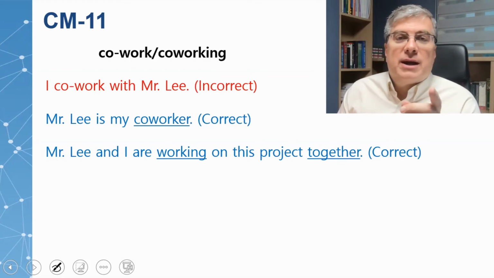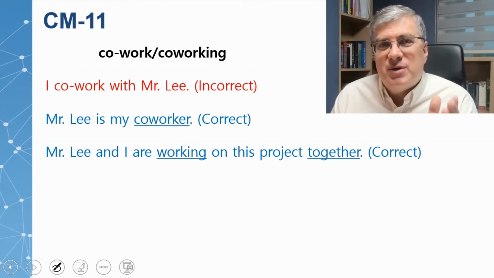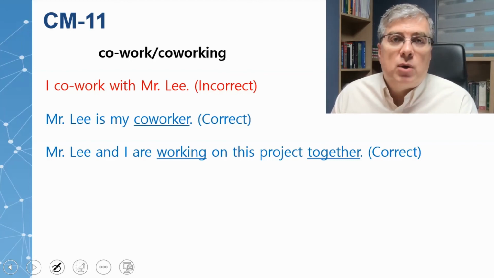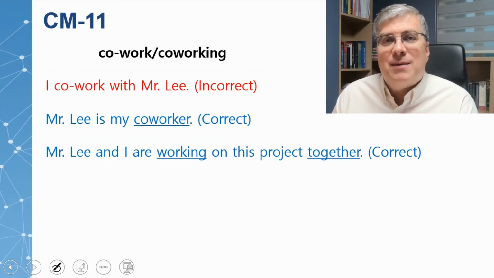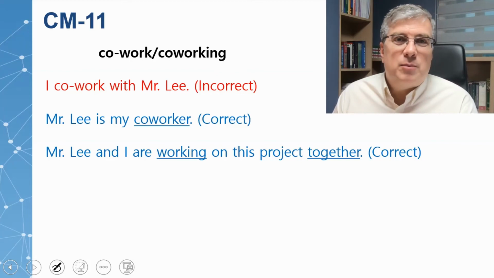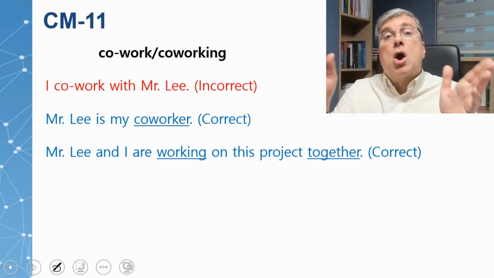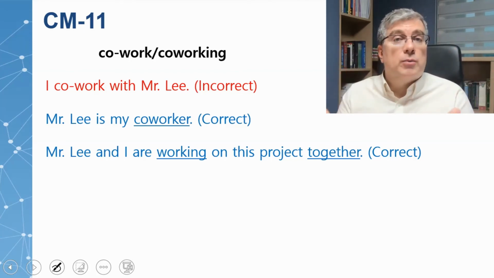Oh, before I go on to the next one, sometimes people ask me, what is the difference between a coworker and a colleague? Well, a coworker is someone that you work with at the same company. So if you're talking about the people that you work at a company with, those are your coworkers. A colleague is a more broad definition or broad group of people.